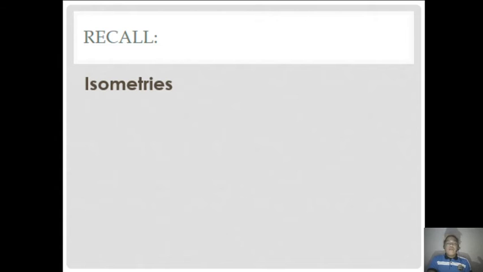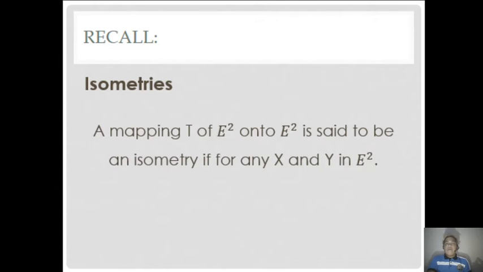We have isometries. A mapping T of a Euclidean plane onto another Euclidean plane is said to be an isometry if for any x and y in the Euclidean plane, the distance of Tx and Ty is equal to the distance of the ordered pair containing x and y.